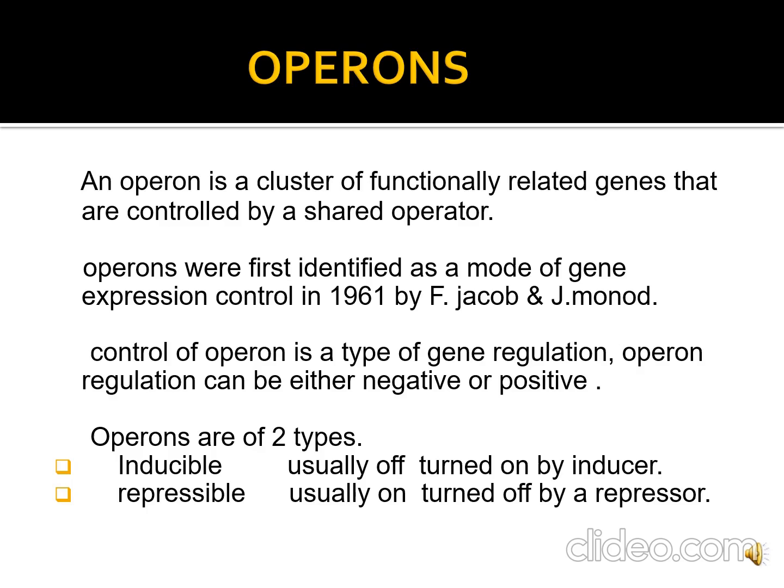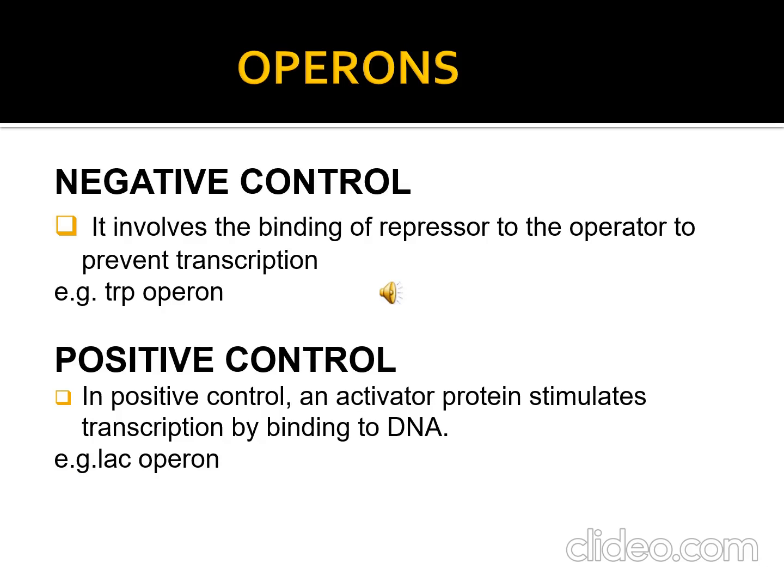Operons are functional units of DNA containing a cluster of genes under the control of a single promoter. Operon regulation is a type of gene regulation that enables an organism to regulate gene expression depending on environmental conditions. Control of operons is of two types, negative control and positive control.